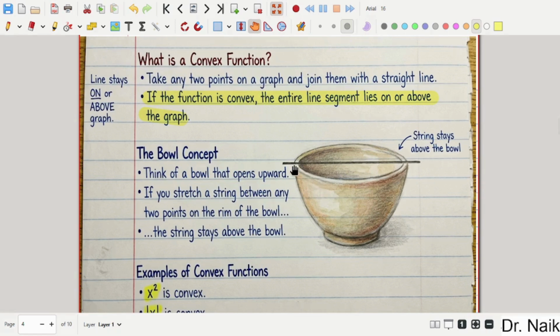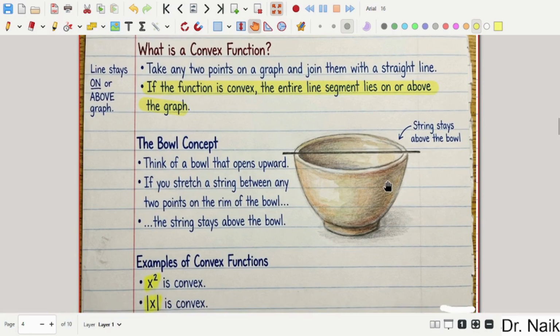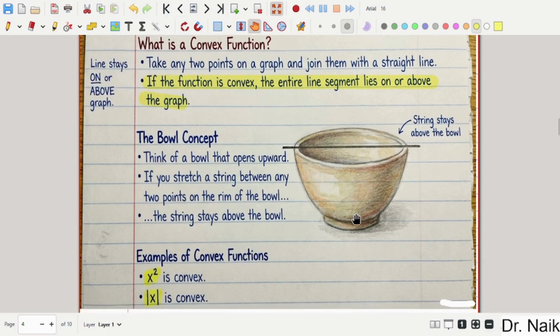Now let us consider a bowl that opens upward. If we stretch a string between any 2 points on the rim of the bowl, the string stays above the bowl. So we can say that it is convex. The string always stays above the curve. An example of a convex function is x square, and modulus of x is also convex.